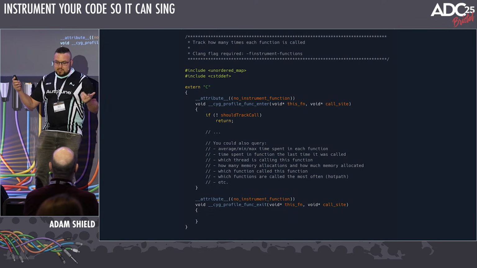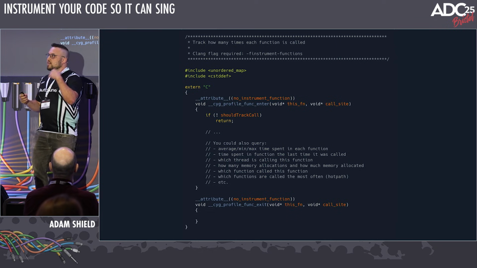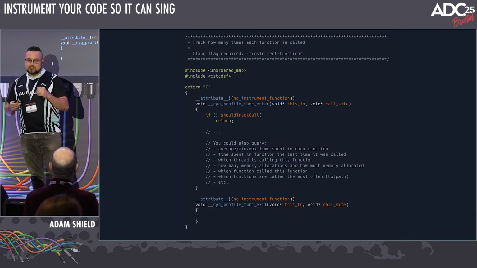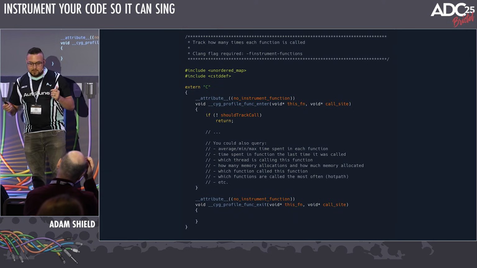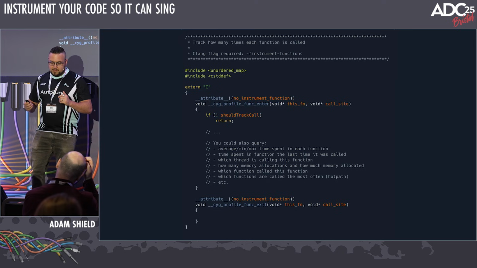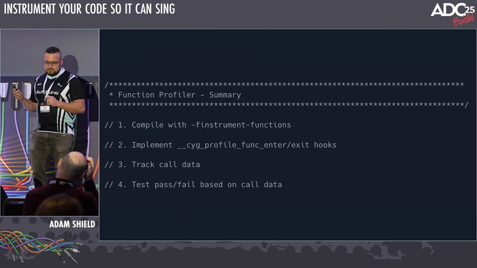Was there heap allocation? You could even check the stack trace inside the hooks and then find out what function called this function if that's important to you. There's just a lot you can do with these hooks.